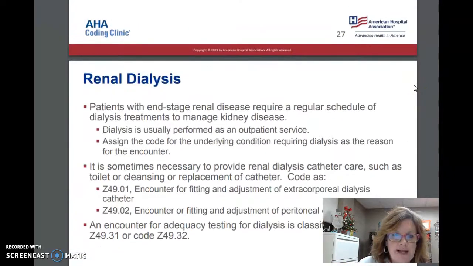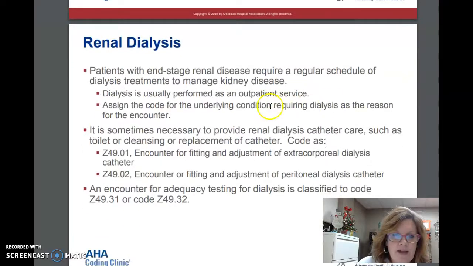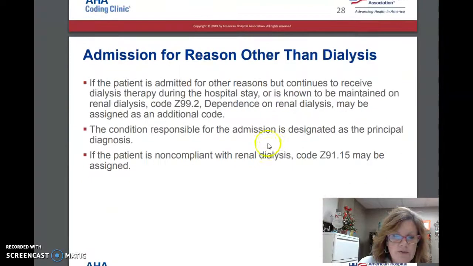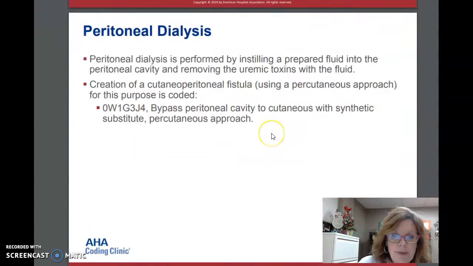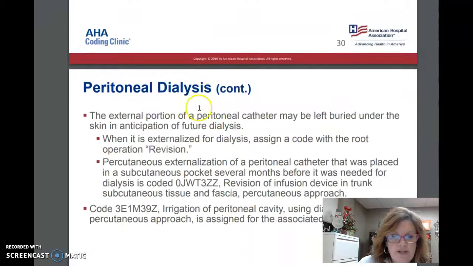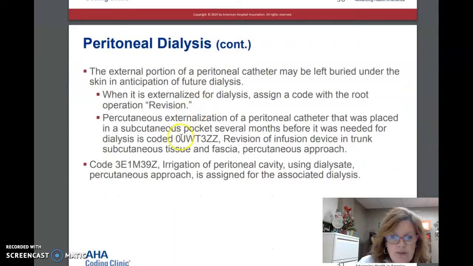Okay, so renal dialysis. With that, we have our Z codes. Peritoneal. Again, make sure that when you go to code these procedures, it's usually going to be, this is creation here, but with this, it's going to be an O code. Here we have irrigation of the peritoneal cavity. So again, otherwise it could be revision.